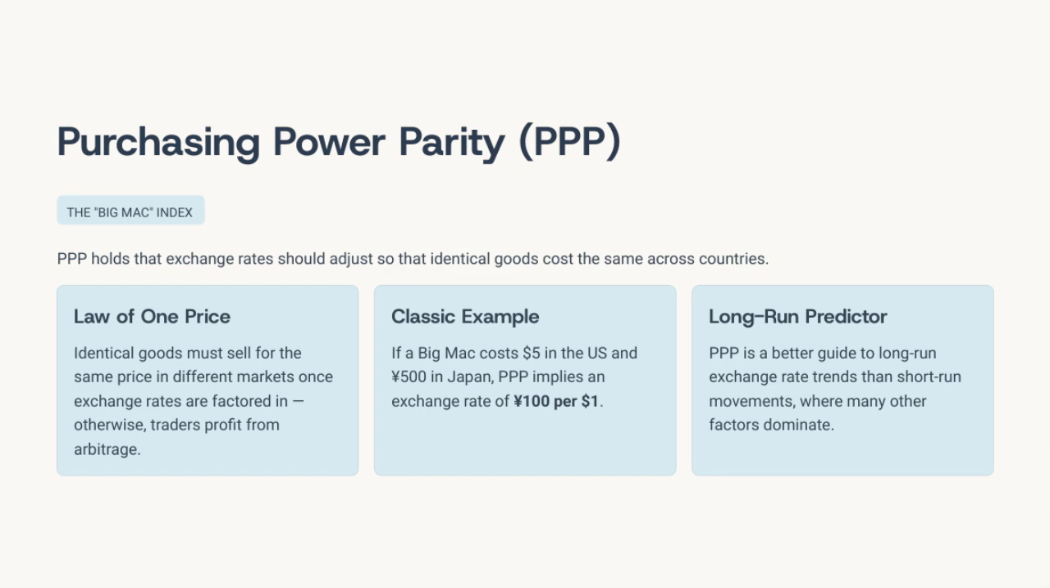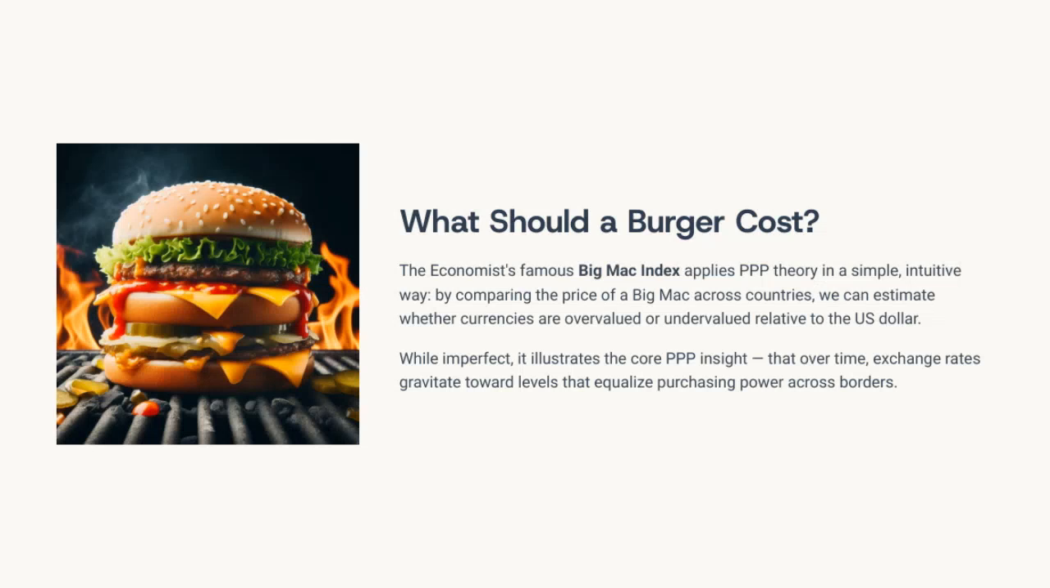Overall, PPP helps us understand the fundamental forces behind currency movements over the long haul, even though it might not predict short-term fluctuations accurately. While imperfect, this slide really captures the core insight of purchasing power parity, or PPP. Essentially, over time, exchange rates tend to move toward levels that equalize the purchasing power of different currencies across borders. In other words, if a currency is undervalued or overvalued, market forces will push it back toward an equilibrium that balances the cost of goods.